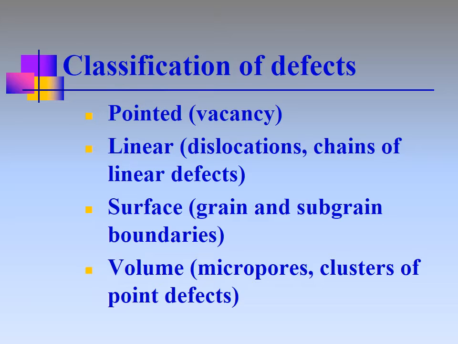Linear defects are one-dimensional, that is, extended in one dimension. A violation of the periodicity extends to distances comparable to the size of the crystal, while in the others it doesn't exceed several lattice parameters. Specific linear defects are dislocations. But there are other linear defects, such as chains of point defects.